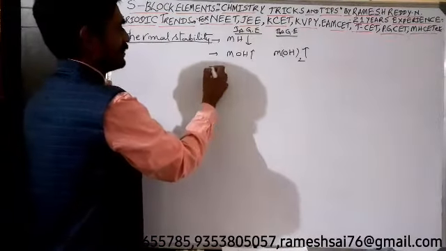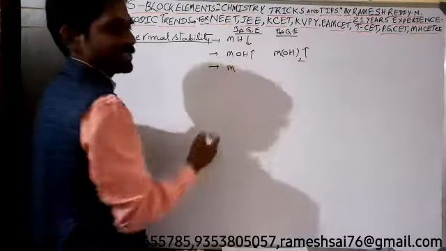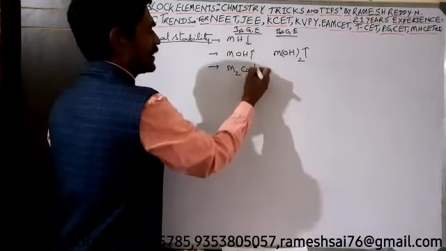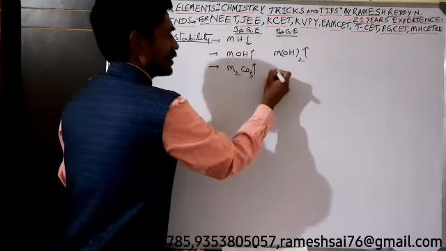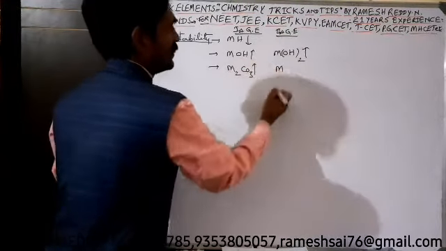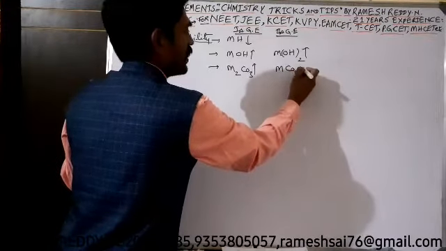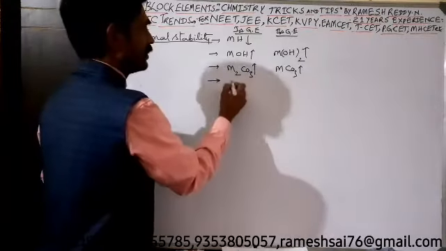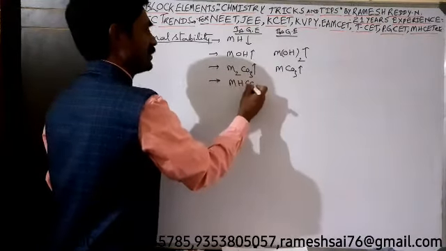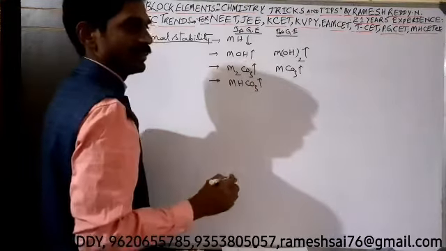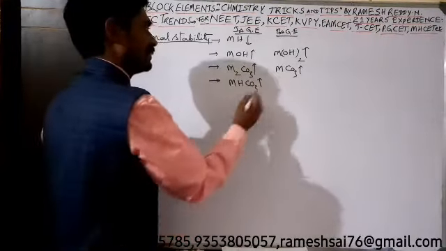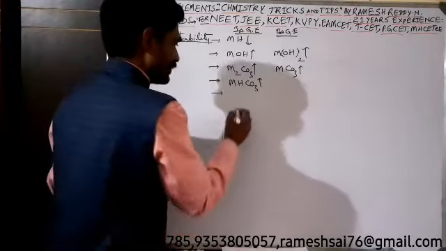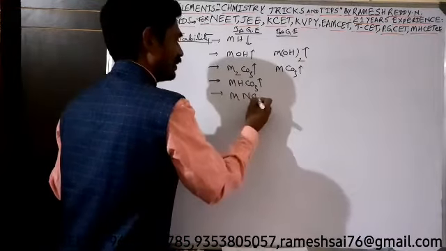Next, thermal stability of metal carbonates, that is M2CO3, increases, and for second A group elements, metal carbonates, that is MCO3, also increase. Next, thermal stability of metal bicarbonates increases. Okay, for second A group elements it is not given. Next, thermal stability of metal nitrates increases.